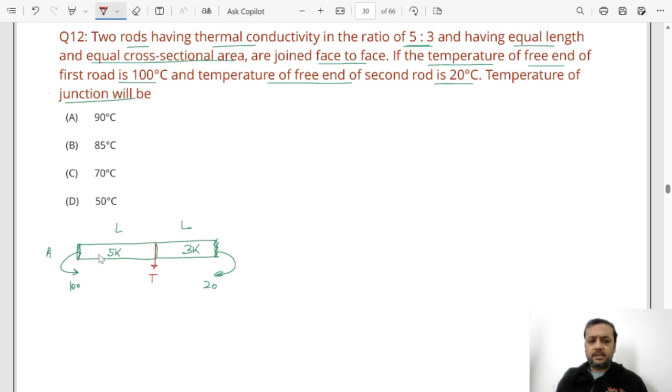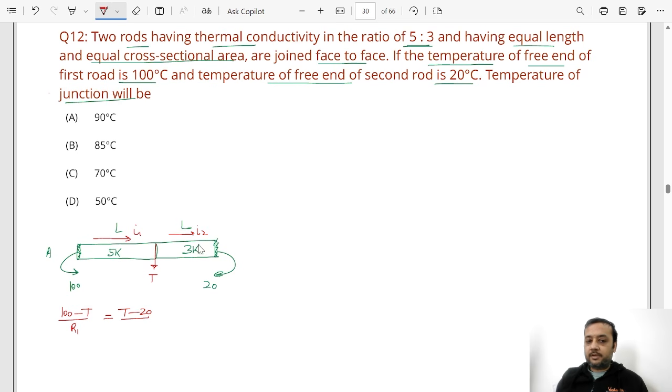So very obvious question. The rate of heat flow through the first rod will be equal to the rate of heat flow through the second rod. Using the steady state, we can say that whatever heat will flow from 100 till T will flow from T to 20. So now what is the heat flow here? You can say that 100 minus T upon resistance of first will be equal to heat flow from T to 20.